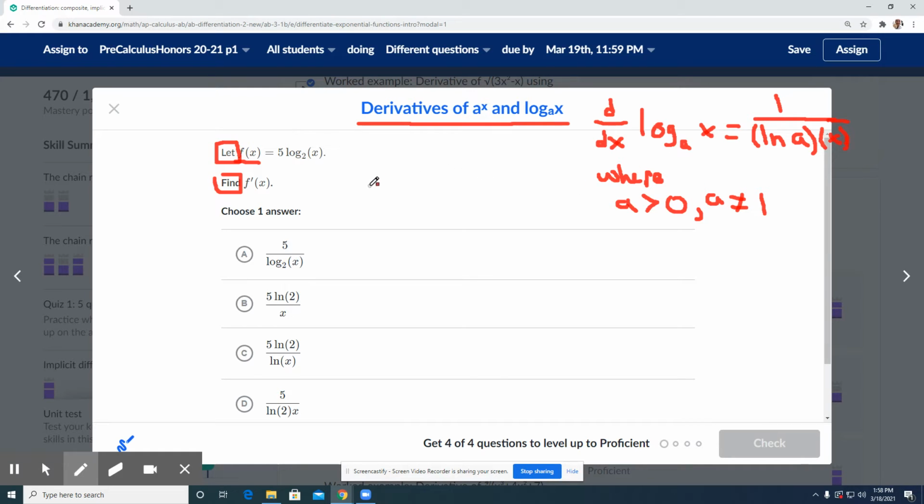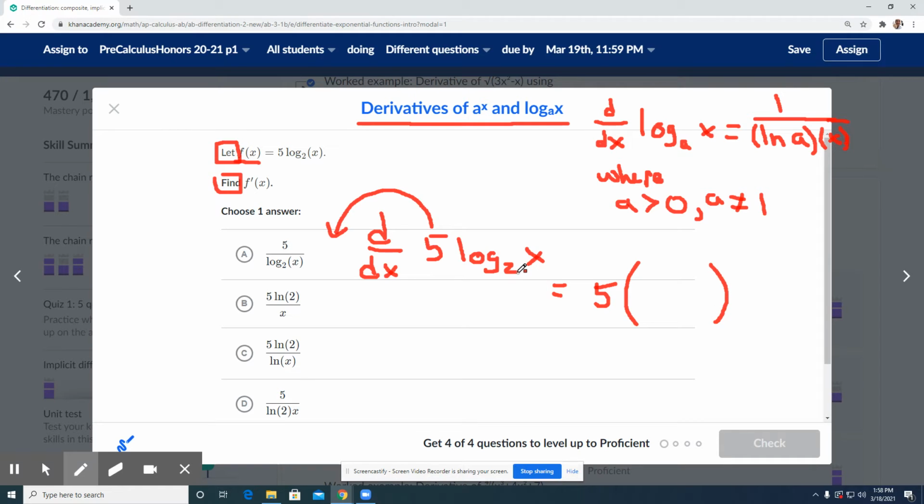Now, when we do the derivative, we're basically doing the derivative of 5 log base 2 of x. The constant moves out front, so that doesn't even play a part in here. We're focusing on the log base 2 of x. So all of this is going to be equal to the 5, and then what is the derivative of log base 2 of x? Well, it's going to be 1 over, and I'm not even looking at this over here, I'm just trying to remember, the natural log of the base, which is 2, and then we're multiplying by x. That's the x right there.